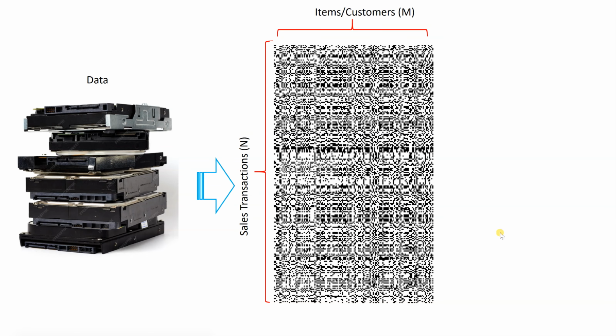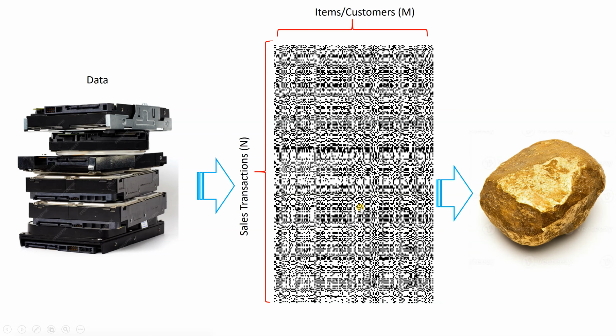So where do we get the data? The data is available in hard disks or tapes or drives, or you just name it. And of course, then we need to create these transaction tables or other tables or data sets, which are represented in this format. And then, of course, the gold digging takes place.